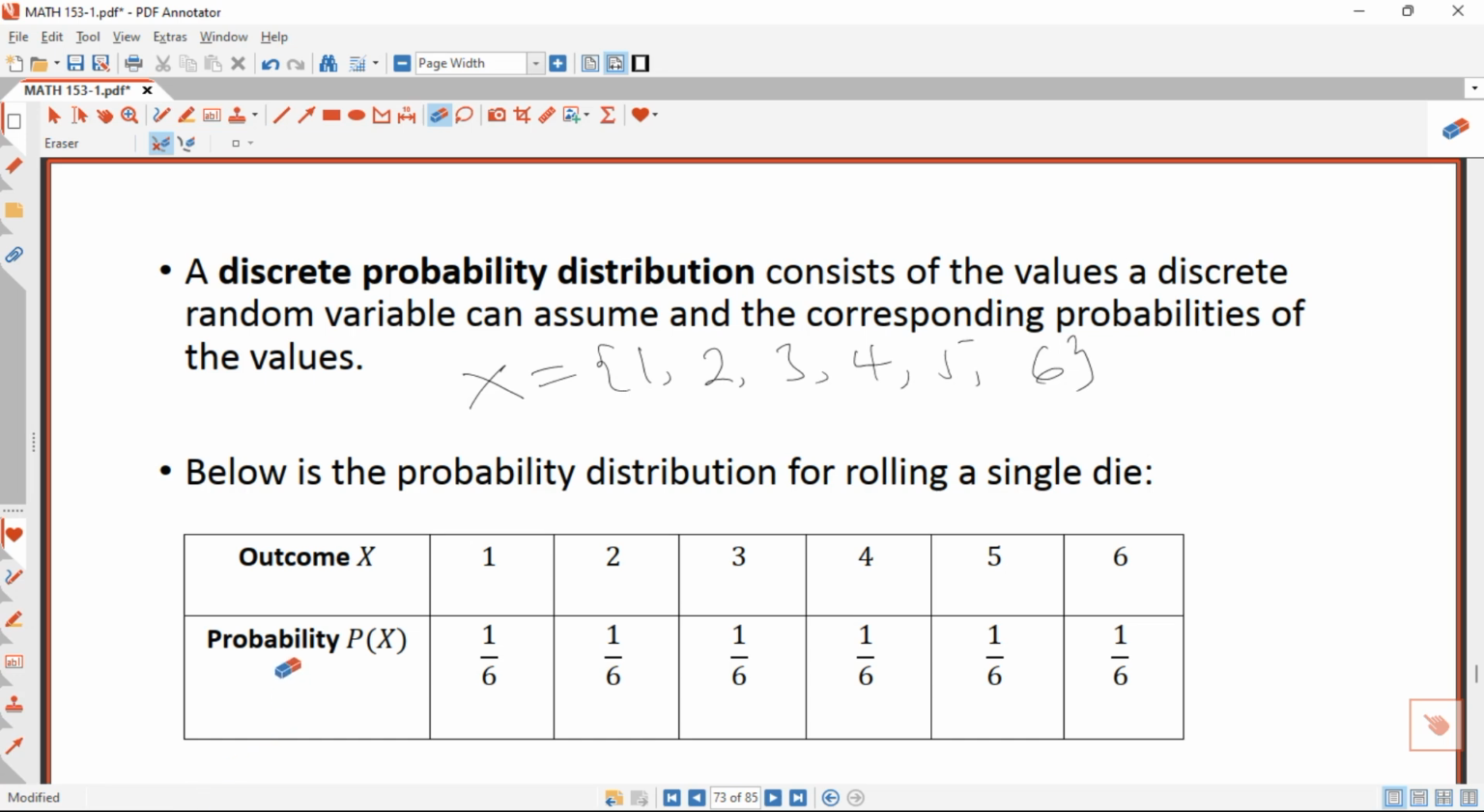So when you come here, you see the X at the top: 1, 2, 3, 4, 5, 6. It consists of the values a discrete random variable can assume, and rolling a die is a discrete random variable. So rolling a die can assume 1, 2, 3, 4, 5, 6, and the corresponding probability of each value. Right now we are going to calculate the probability for each individual value: probability for 1, probability for 2, probability for 3, 4, 5 and 6.